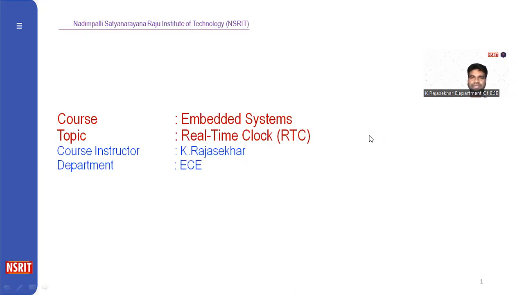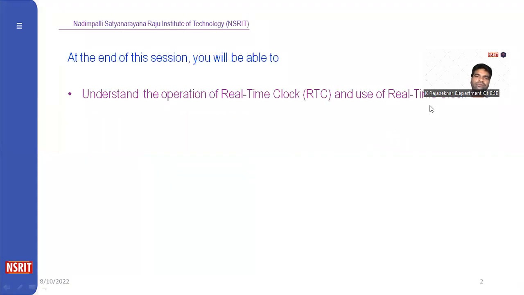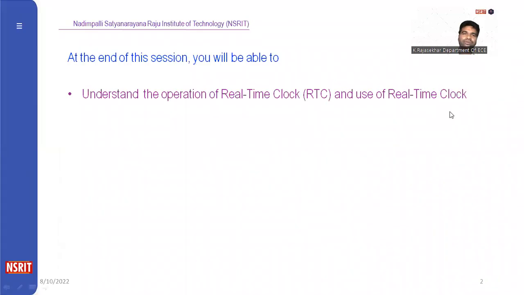Today our topic is real-time clock. At the end of the session, you will be able to understand the operation of the real-time clock and use of the real-time clock.